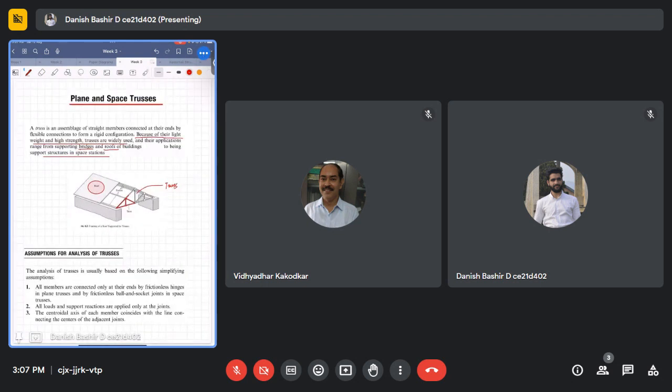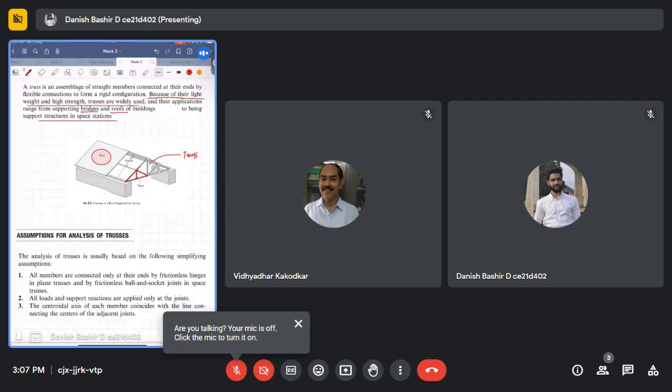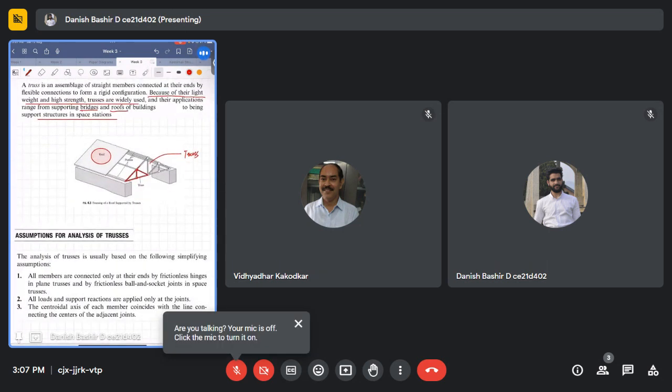As I already told you, for structural analysis we make some assumptions to make the analysis simpler. But those assumptions are not fully valid in practical situations. While designing these structures, we try to take care of all these assumptions so that our structural analysis methods and calculations for the designs are valid. So, what are the assumptions for the analysis of trusses?